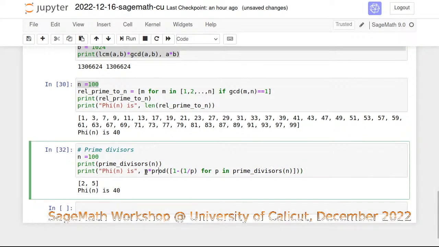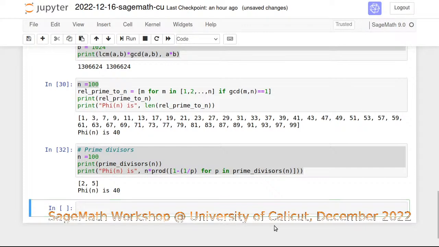See that this is the way in which we usually write mathematics. N star product of 1 minus 1 by p. Instead of for, in mathematics we write below the product notation, where we read it as p belongs to the set of all prime divisors, p belongs to, p is a prime and p divides n. That's what we usually write. But instead of that, we simply write p in prime divisors of n. That's it. So in both these ways, we can define the Euler phi function, totient function.